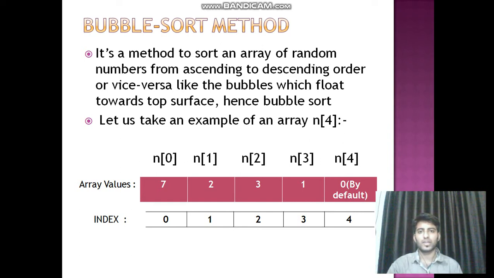In C++ programming, we would take the topic of sorting of numbers. In sorting of numbers, we are having a method of sorting known as bubble sort method. Before starting with the method, let's quickly revise what an array is.